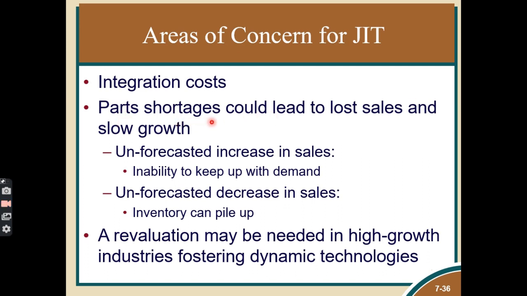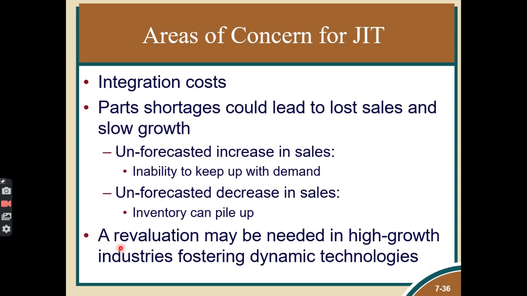Second, parts shortages could lead to lost sales and slow growth. Because if the supplier cannot provide you with the materials that you need, you cannot produce the goods. If you cannot produce, then you cannot sell the goods. So that's going to be a problem. The reason for this is that there are unforecasted increases in sales, meaning the company is not able to keep up with the demand. And second, there is an unforecasted decrease in sales, so there is still a pile-up of inventory. In other words, you cannot efficiently use just-in-time if these two factors appear.